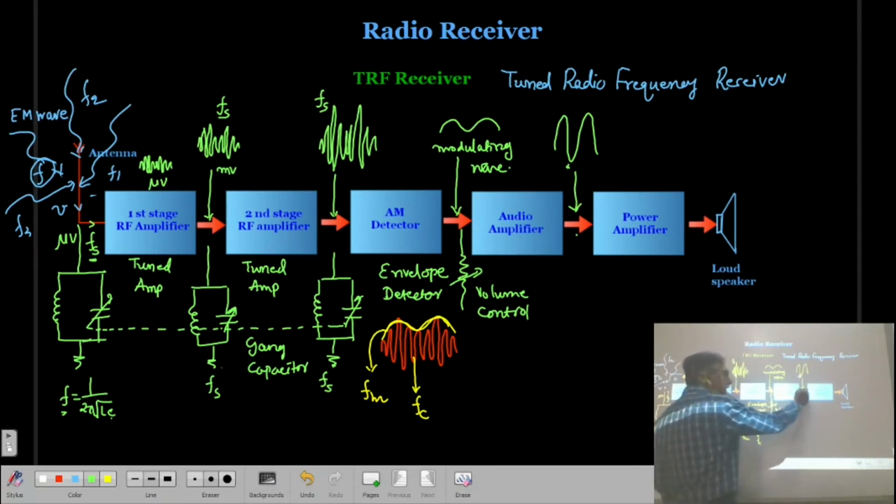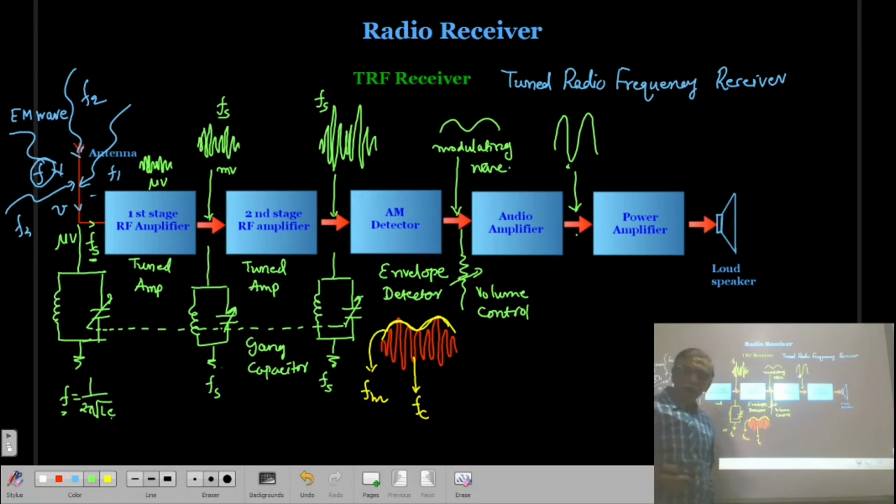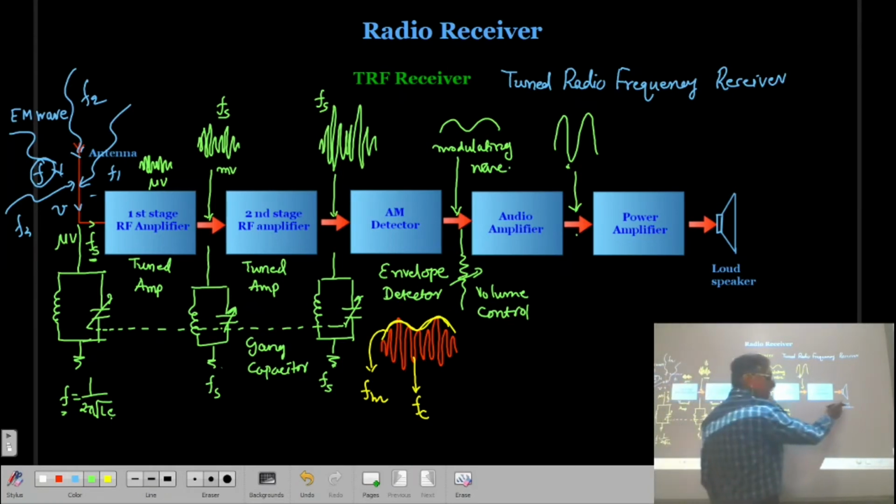The amplitude at the input of the power amplifier must be a larger one, and that's why we require the audio amplifier or a pre-amplifier stage. Then to drive the loudspeaker, here we have a power amplifier. This power amplifier can be a push-pull amplifier, or it can be a complementary pair amplifier, and it will drive the loudspeaker. So what is the function of the loudspeaker?